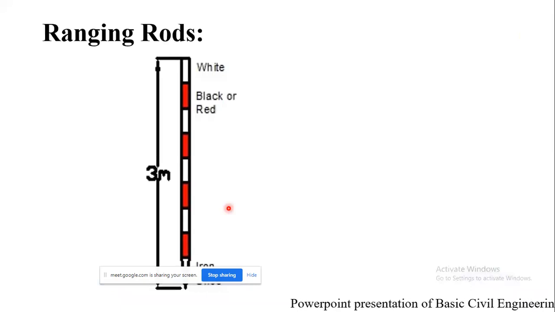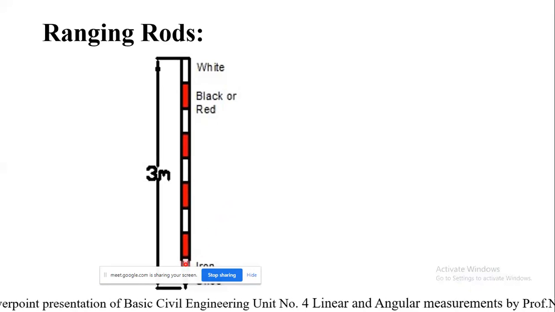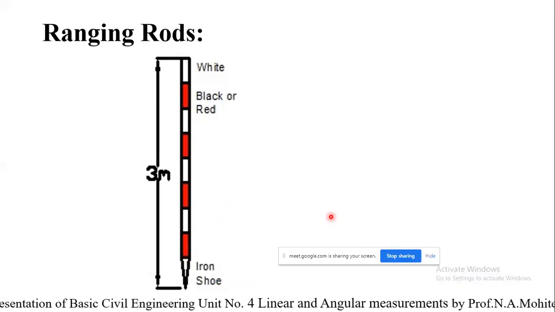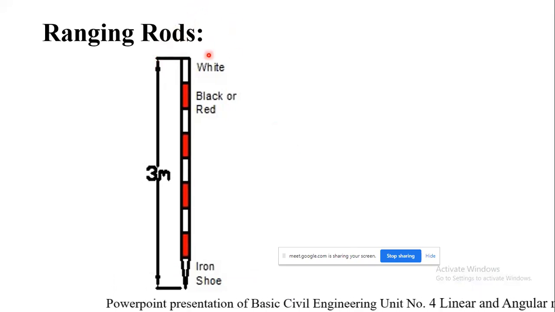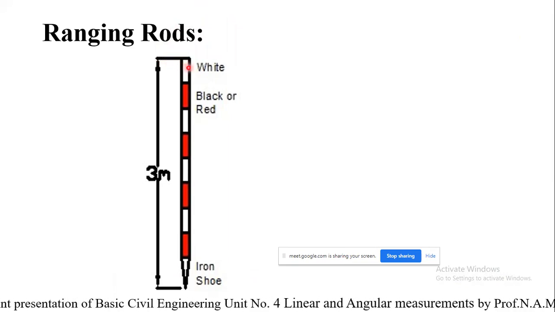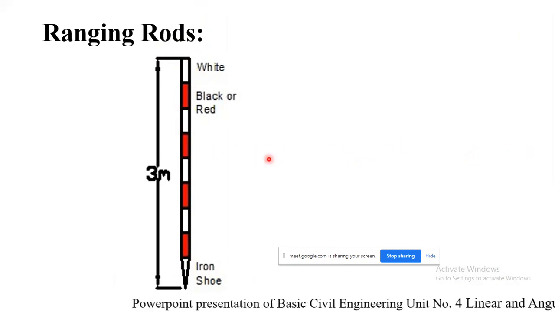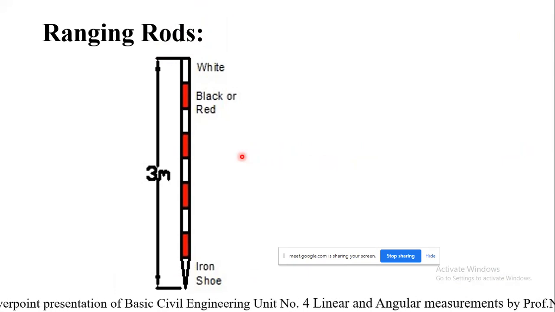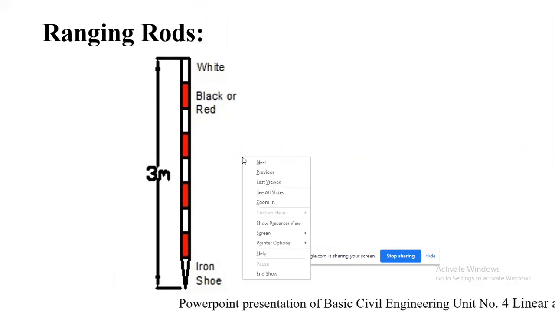Next one is the ranging rods. What is the use of ranging rods? You might have seen, while going from one place to another, a triangle mark or station mark with a board fixed over it. The bottom part is nothing but the ranging rod. It is used to mark intermediate points on a straight line.